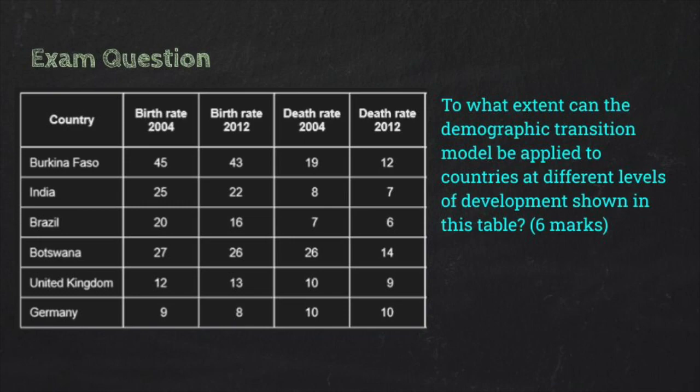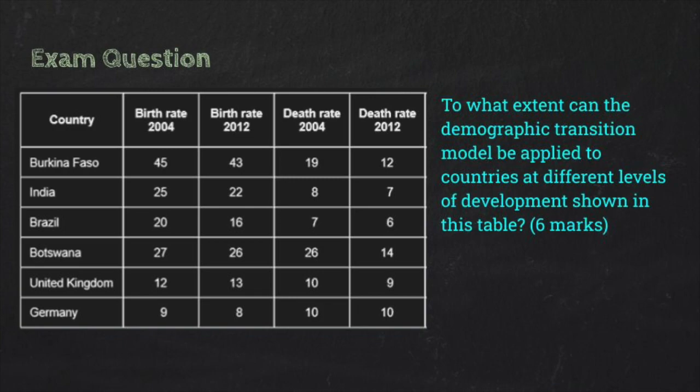So the question is, to what extent can the demographic transition model be applied to countries at different levels of development, shown in this table? And the table of information that we've got lists 6 countries: Burkina Faso, India, Brazil, Botswana, the UK and Germany, and gives us their birth rates and death rates for 2004 and 2012.